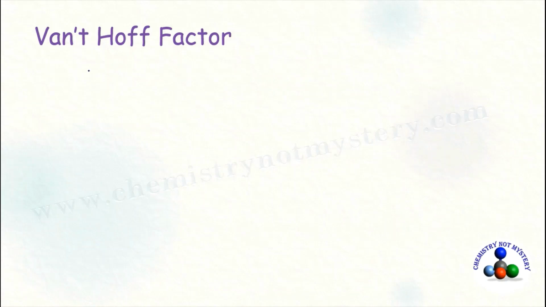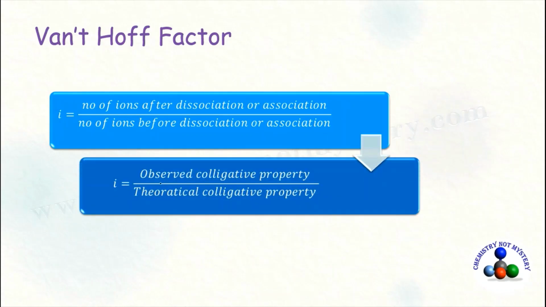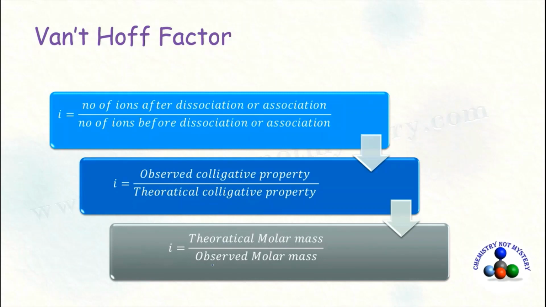In the previous video on Van't Hoff factor, we discussed that Van't Hoff factor i is equal to the number of ions after dissociation or association divided by the number of ions before dissociation or association. It is also equal to the observed colligative property divided by the theoretical colligative property, or the theoretical molar mass over the observed molar mass. In the previous video, I discussed how these formulas are interrelated.